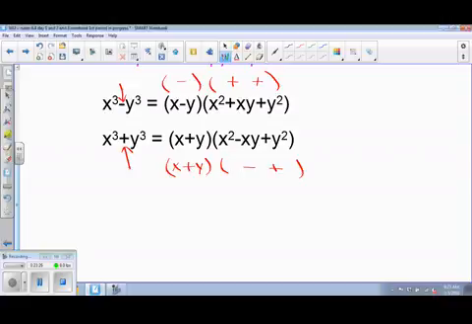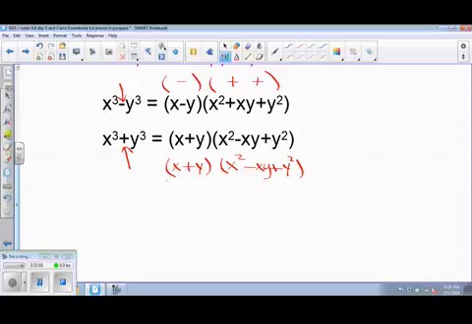Which means, we're not looking at this anymore, we're just looking at this. Square the first term. We're not taking the square root, you square it. So that's x squared. Then you multiply the two together. So that's x times y. And then you square the last term. So that's y squared.